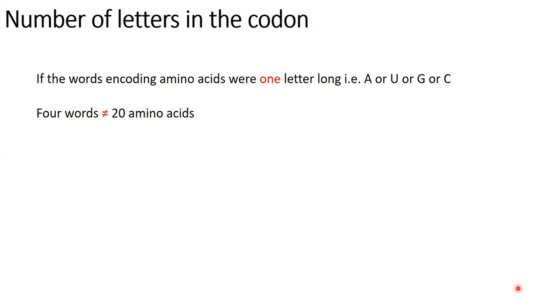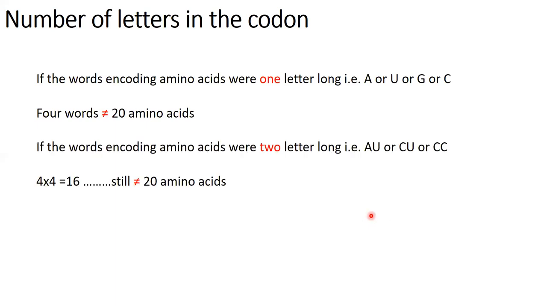Thus, if the words encoding amino acids were one letter long, only four words would be possible. So this vocabulary cannot be the genetic code, because we must have a word for each of the 20 amino acids commonly found in cellular protein. If the words were two letters long, then 4 into 4 is equal to 16, and 16 words would be possible. For example, AU, CU or CC. So this vocabulary is still not large enough.